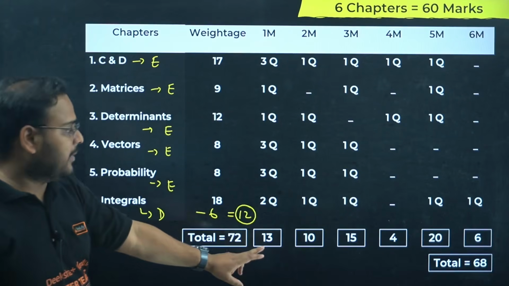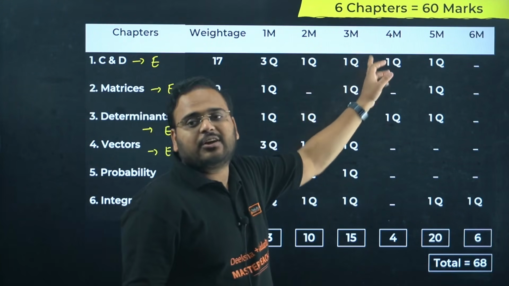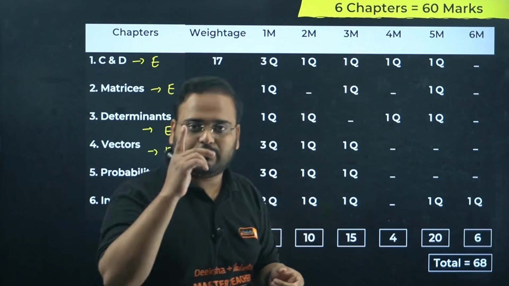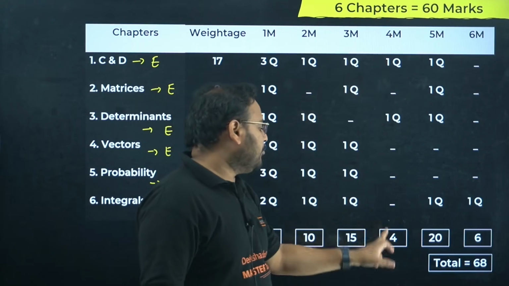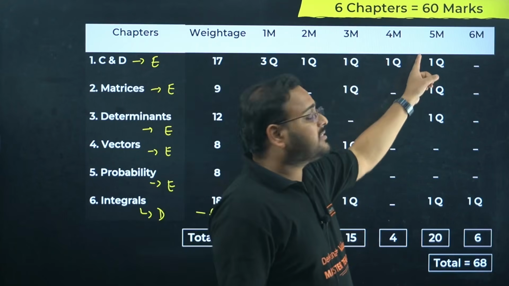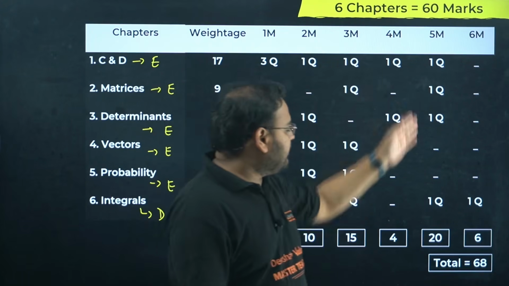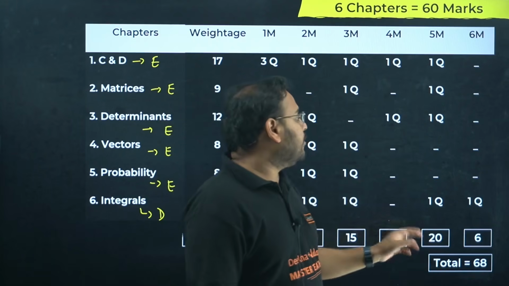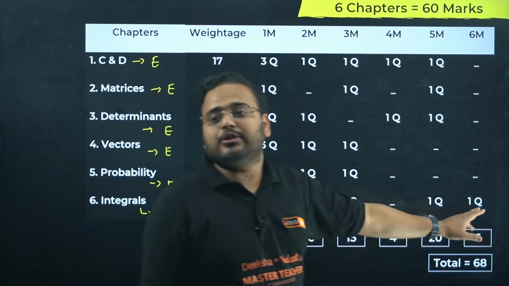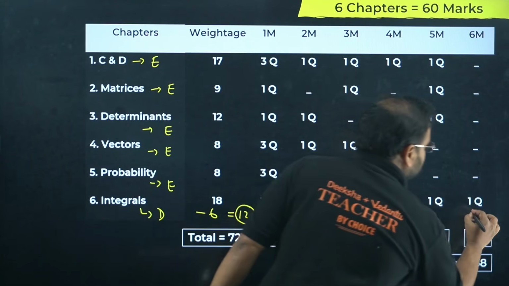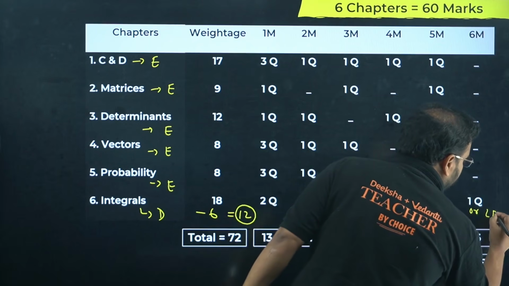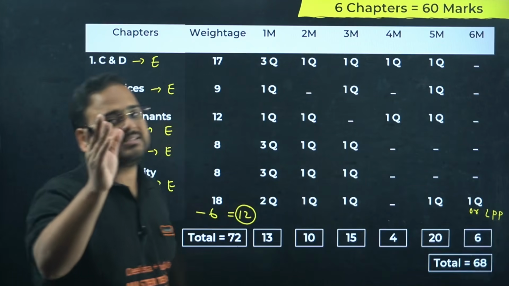That becomes 15 marks. Okay, 4 marker you check, you have 2 questions there, but you have to choose any one of them. So if you choose any one of them, you get 4 marks. 5 markers, again you can choose all 4, that becomes 20 marks, 5 4s are 20. And 6 marker, if you want, you can choose from integration, or you can choose a simple question from LPP, whatever is your choice, up to you.